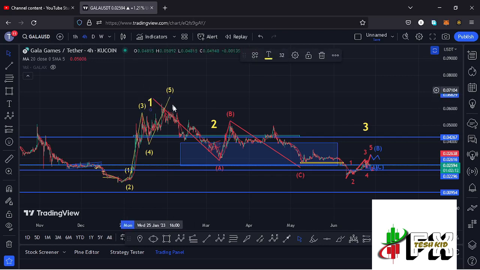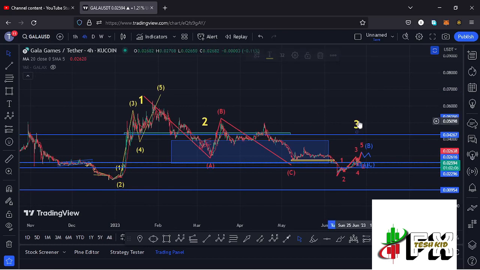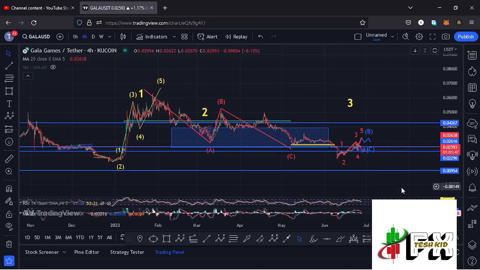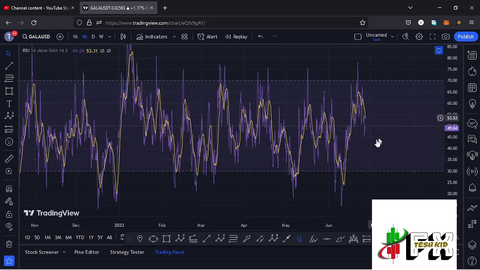Then we saw a breakdown move in the formation of a larger Elliott wave count 2. Then after seeing the formation of that wave 2, whatever we expect next is the formation of a larger Elliott wave count 3. And once we get a 5-wave structure followed by an ABC corrective structure, then that is enough confirmation that the low for the second wave is in, and the start of this impulse in this wave 3 has now started. So that is what I'm keeping my eyes on here on the Gala Games chart.